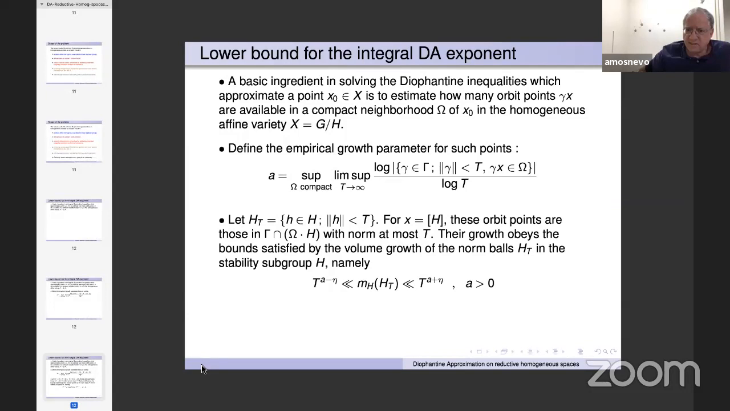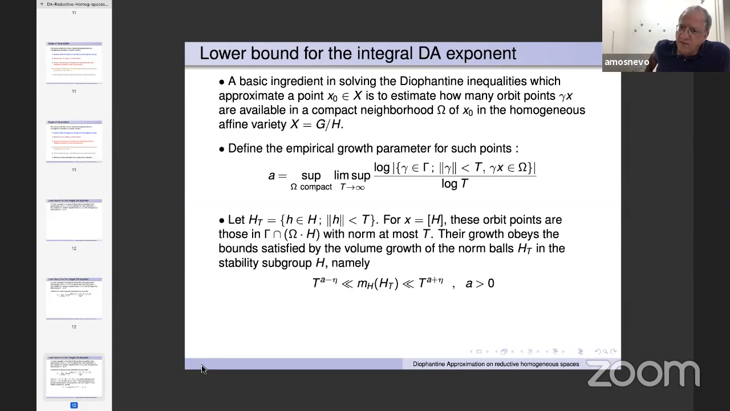Gamma x is in omega, where x is x naught in this case. So it follows that the growth of the number of points obeys the bounds which are satisfied by the volume growth of norm balls H_T in the stability subgroup H.